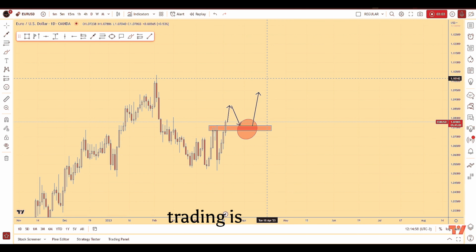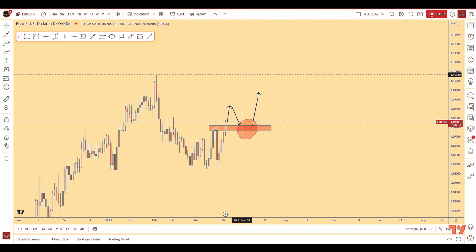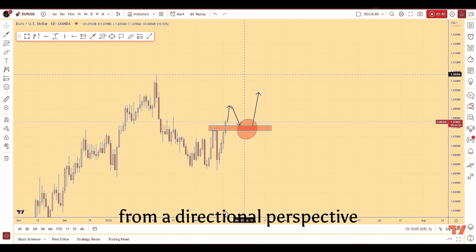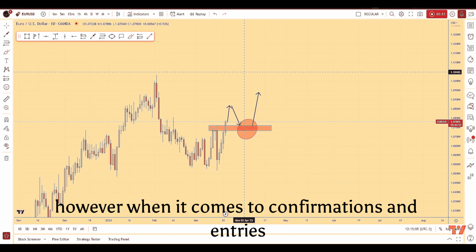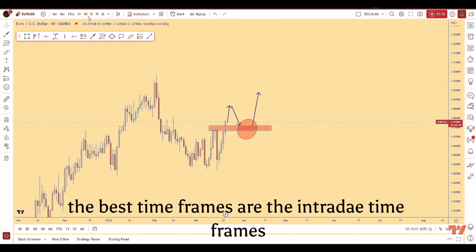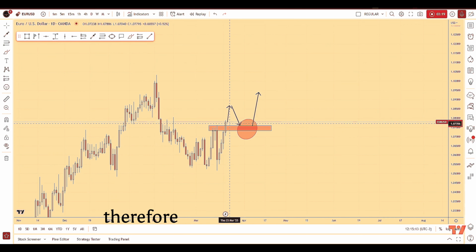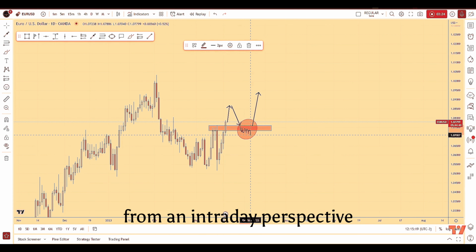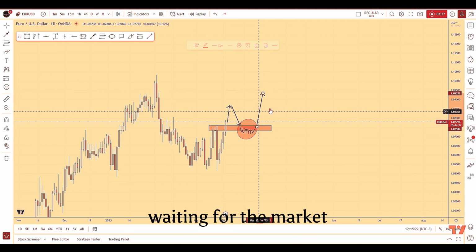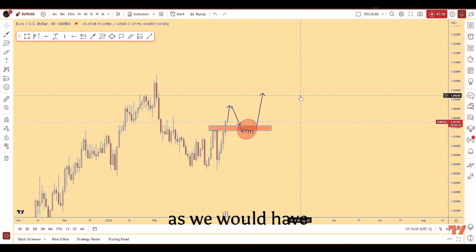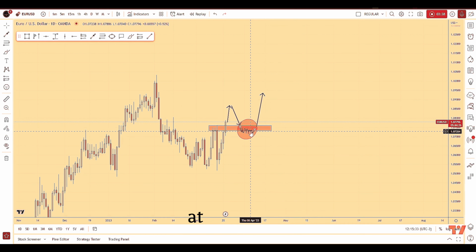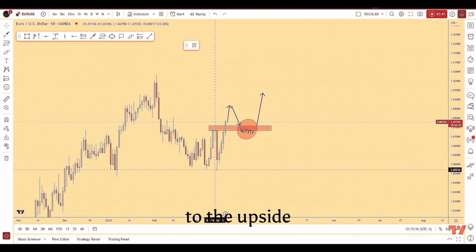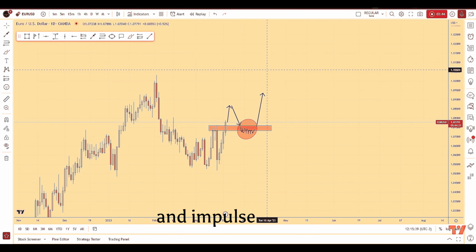Now, as usual, trading is reactive and not predictive. The monthly, weekly, and daily, those are the best time frames from a directional perspective. However, when it comes to confirmations and entries, the best time frames are the intraday time frames, so 4 hour and lower. Therefore, what we could be doing, potentially also with students, is monitoring price action from an intraday perspective during this move to the downside, waiting for the market to shift from an intraday bearish market as we would have to an intraday bullish market. And if the market would shift from an intraday bearish to bullish market and provide to us one of our valid entries, at that point we could be looking for a potential rejection to the upside for the market to complete this impulse correction and impulse pattern to the upside.